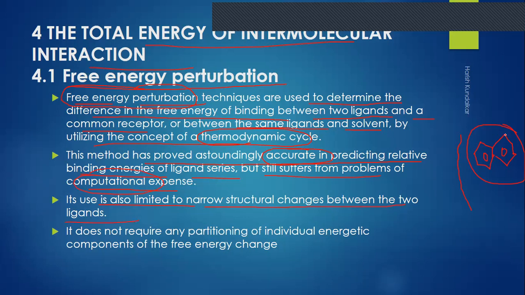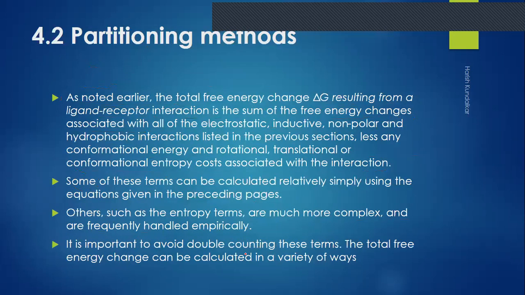I'm saying that this naphthalene in the first structure had chloride over here, and in the second structure it had a methyl group over here. Or maybe some other alkyl group or aromatic group over here. So the change in the structure is subtle. Many times subtle, and that limits the usefulness of the free energy perturbation technique. It does not require any partitioning of individual energetic components for the free energy change. So that is free energy perturbation.